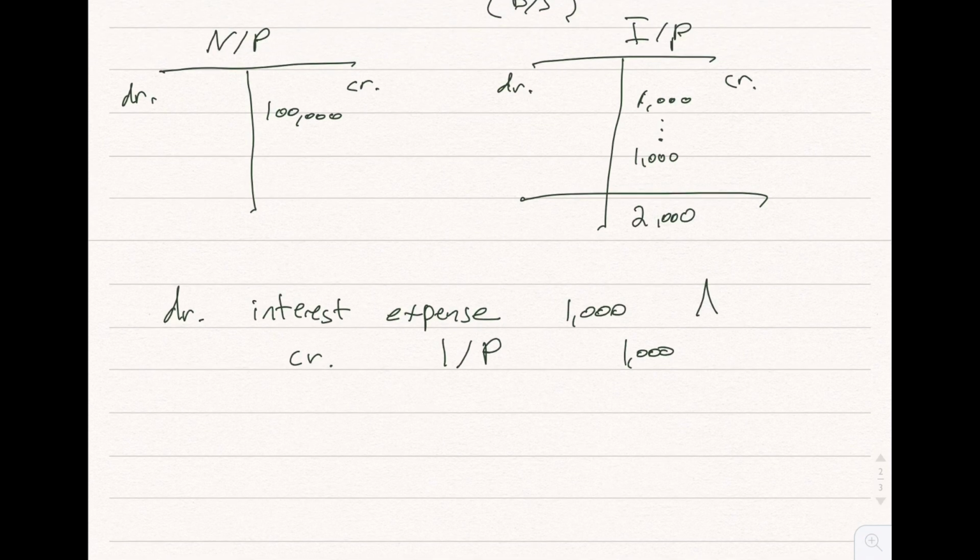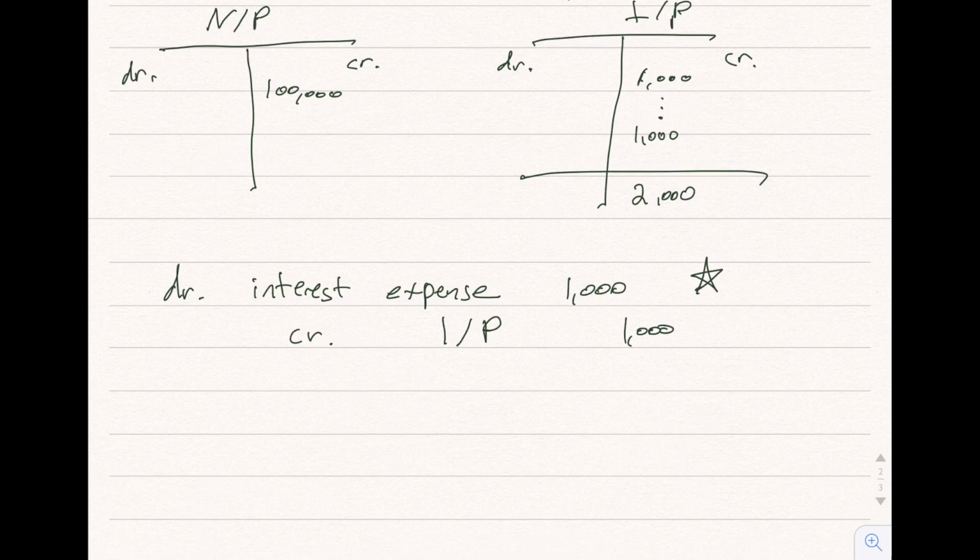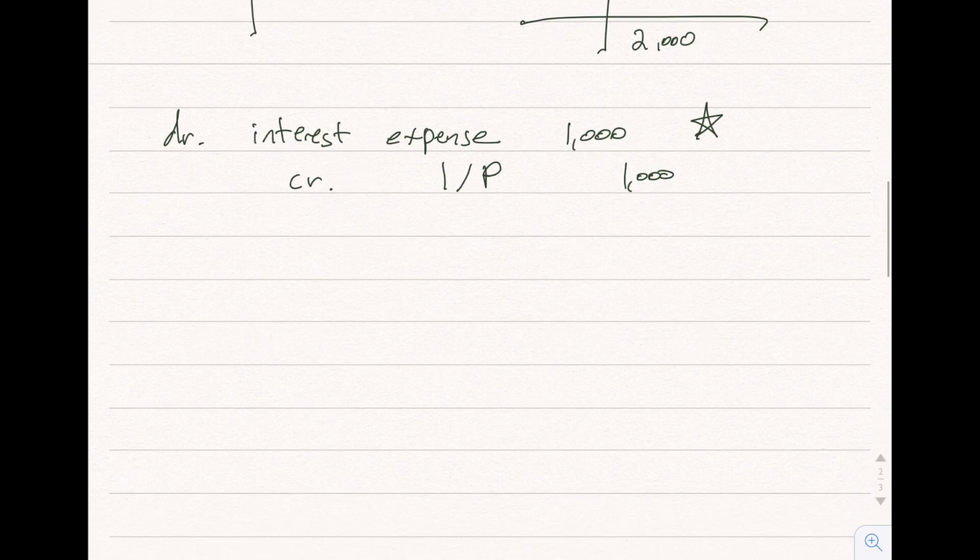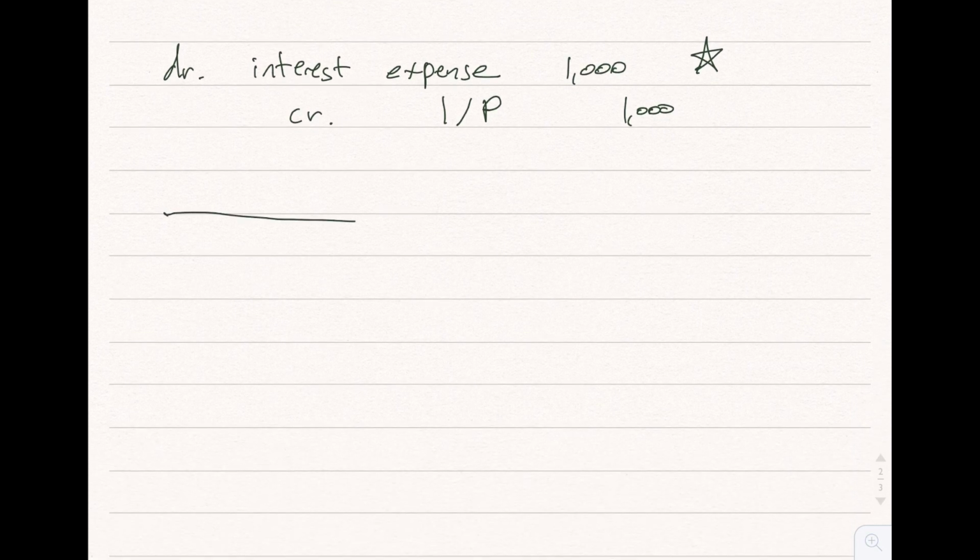If this here is December 31st, we have 2,000 as the ending balance, right? And what do we know about the accounts on the balance sheet? Well, they carry over, right? So now it's 2020, and you have 2,000 in your interest payable account as the beginning balance.